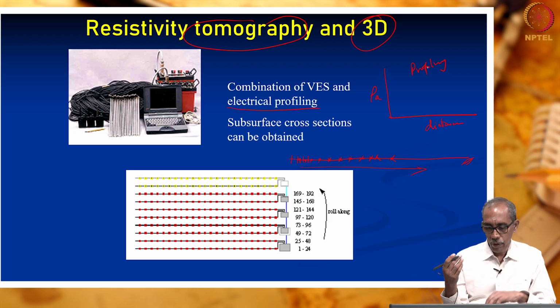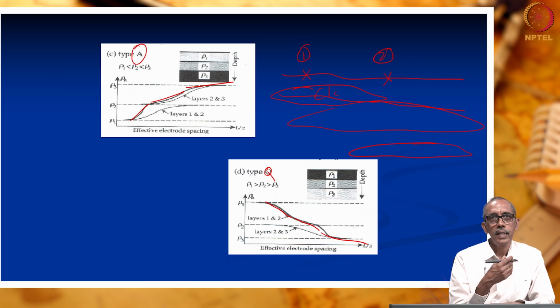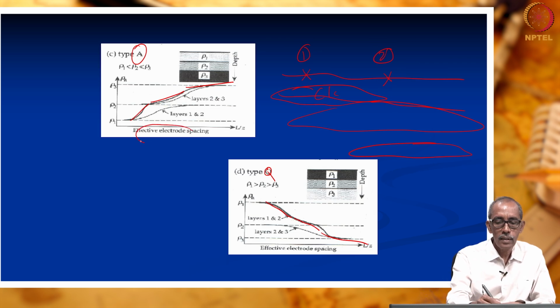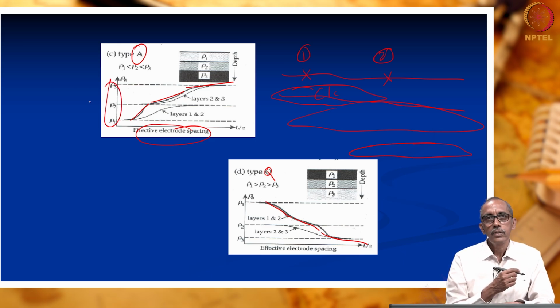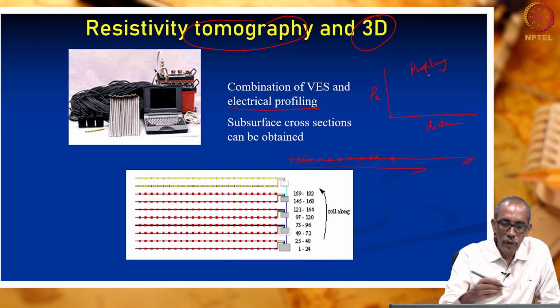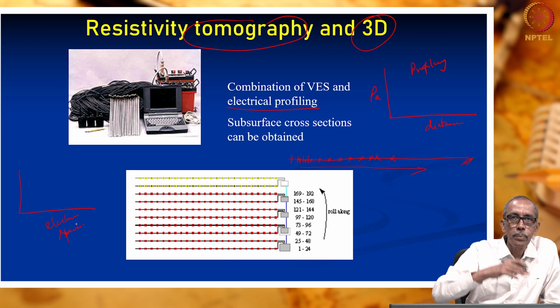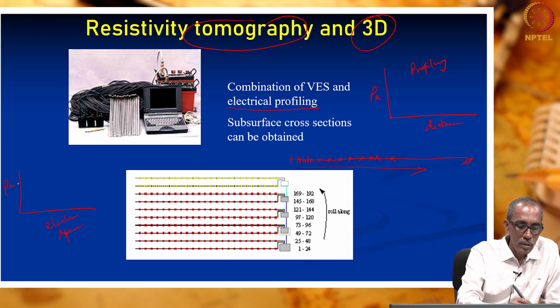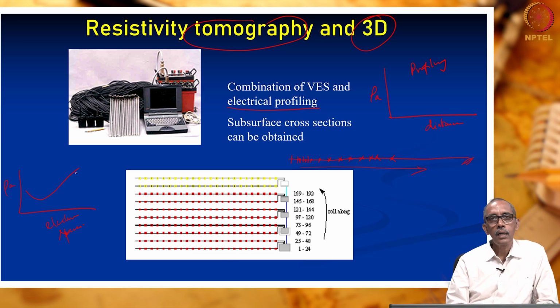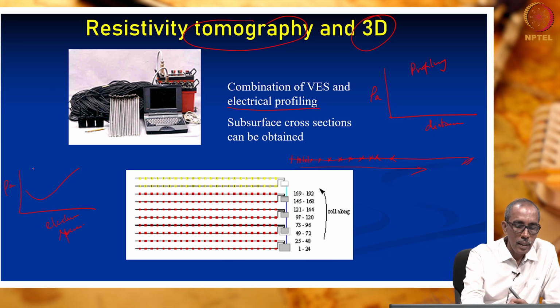Whereas, in the previous page we had seen sounding. In sounding, we arrive at a relationship between depth versus rho A. So, this is for profiling, I am drawing for sounding. Here is electrode spacing. Electrode spacing refers to depth. Here is rho A. So, this is the curve which we got in the vertical electrical sounding.